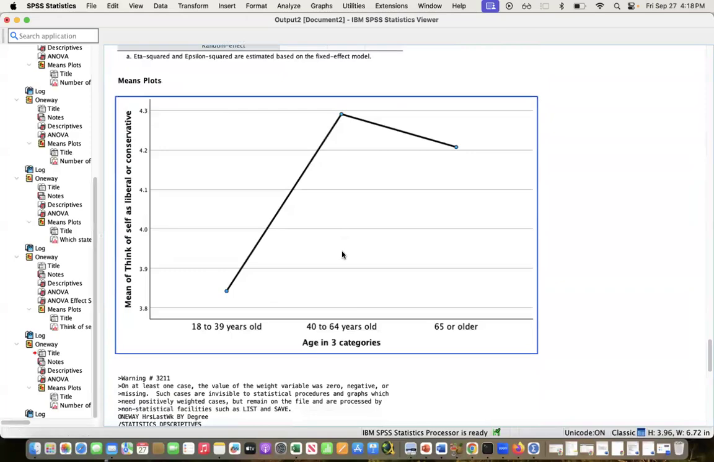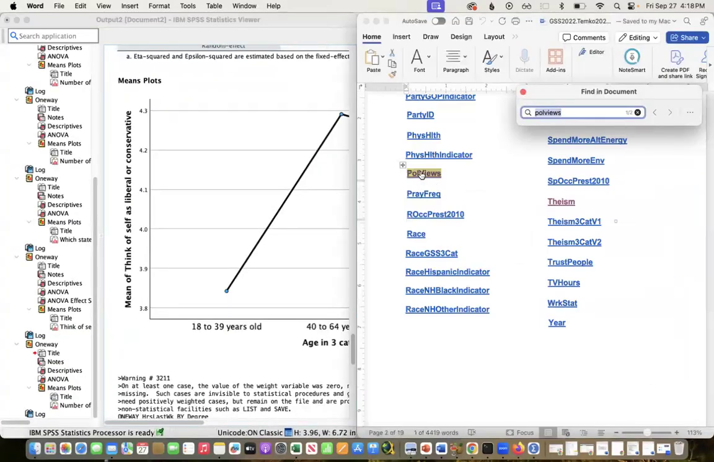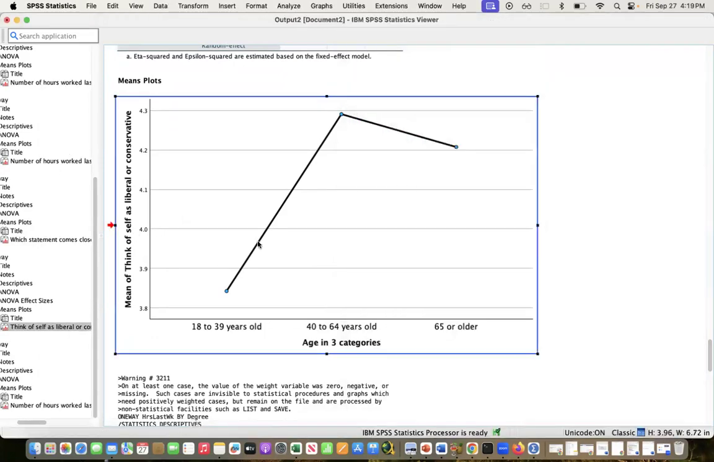Here. So this one was political views, right? And so this is 1 to 7, going from extremely liberal to extremely conservative. A 4 is moderate. So we can see that 18 to 39-year-olds are leaning liberal. And then the middle and higher category, all between 4.2 and 4.3, they're leaning conservative.